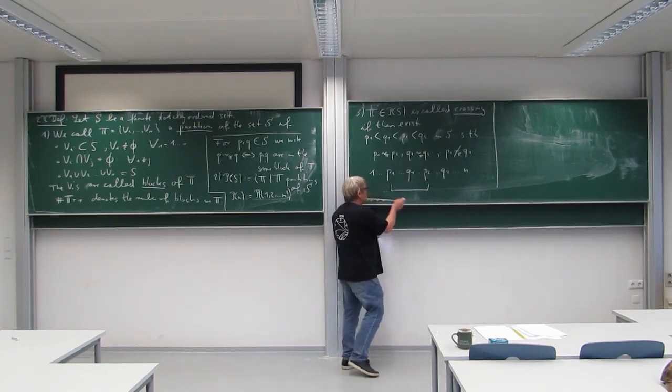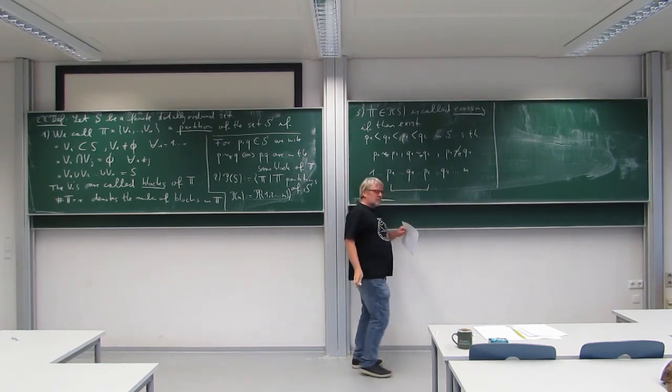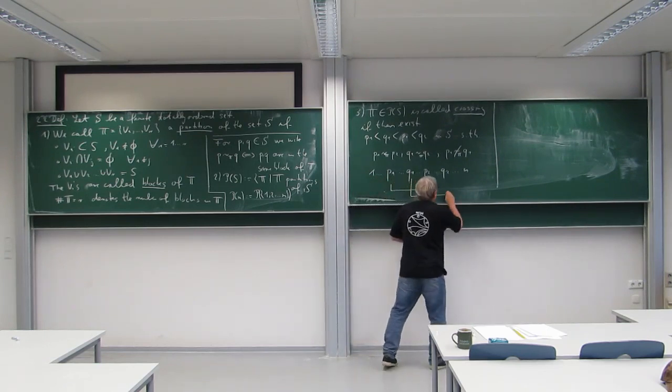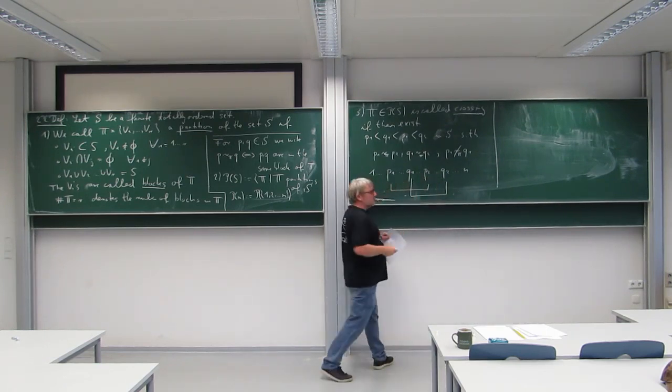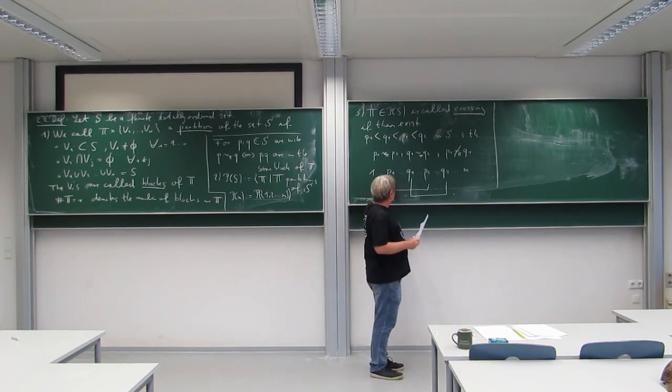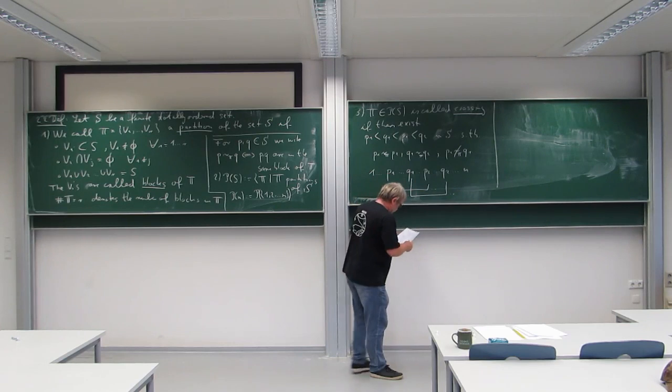This block might be bigger, it might contain other elements, but we don't care about this. And the Q1 and the Q2 are in the same block. Okay, and then of course, if the numbers are ordered like this, I have crossing between those two blocks.